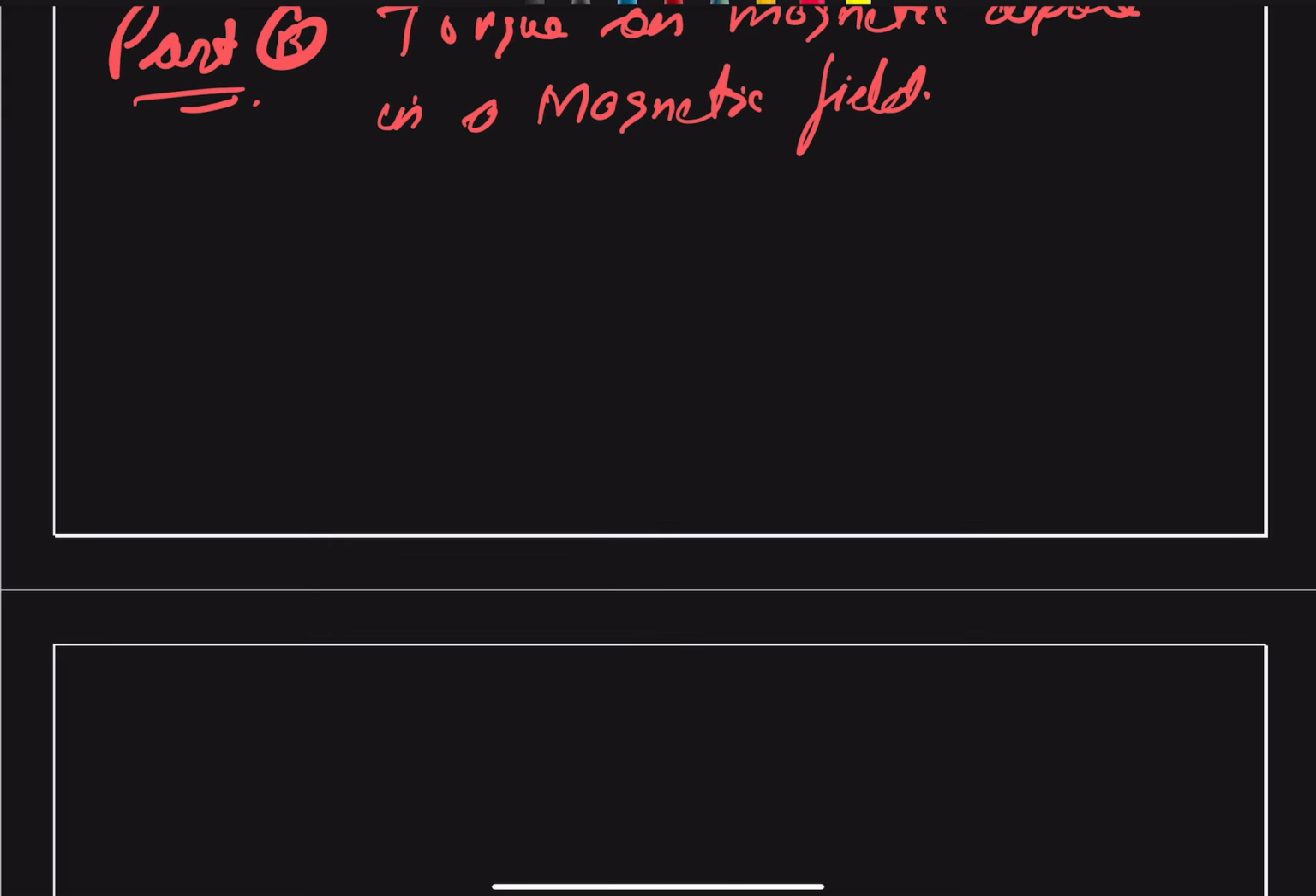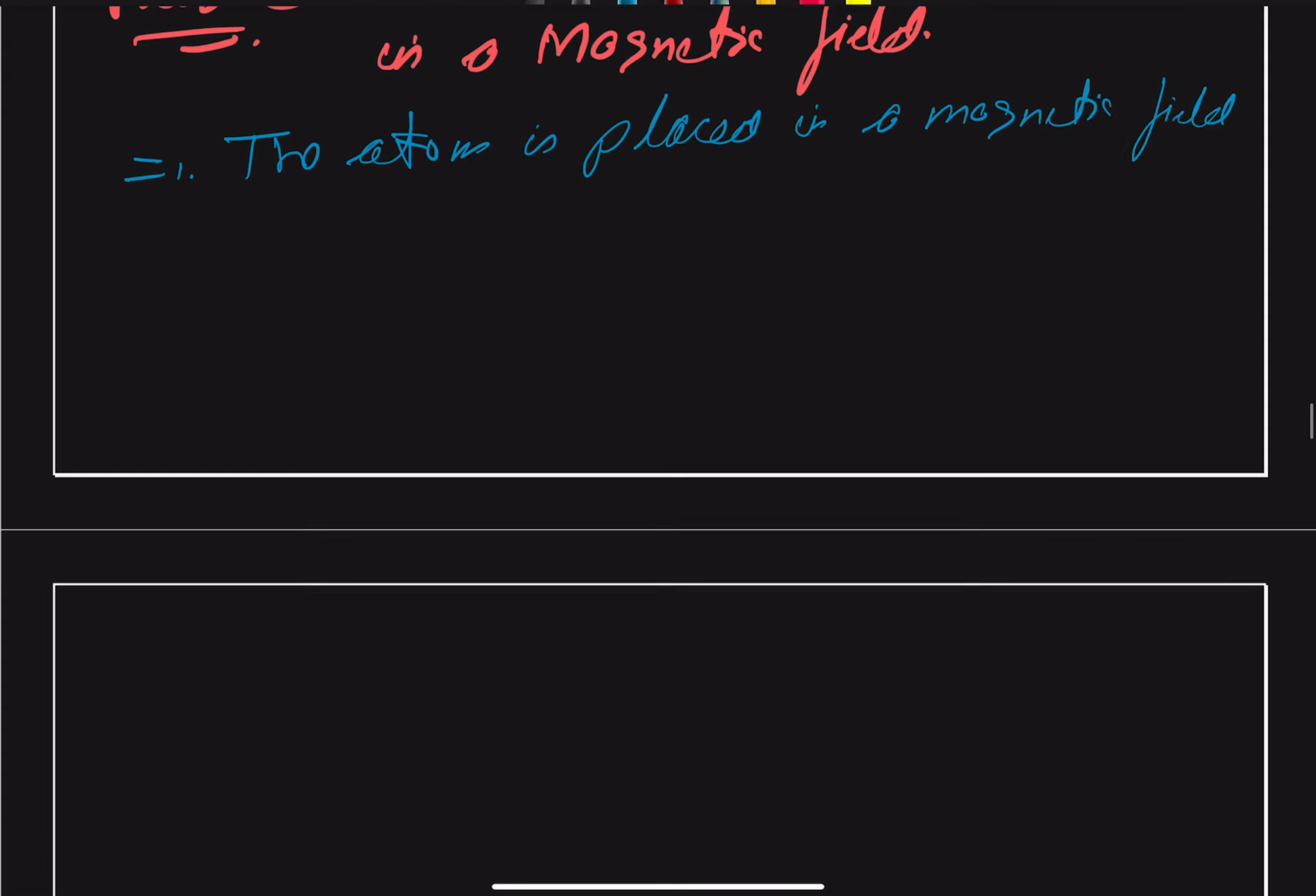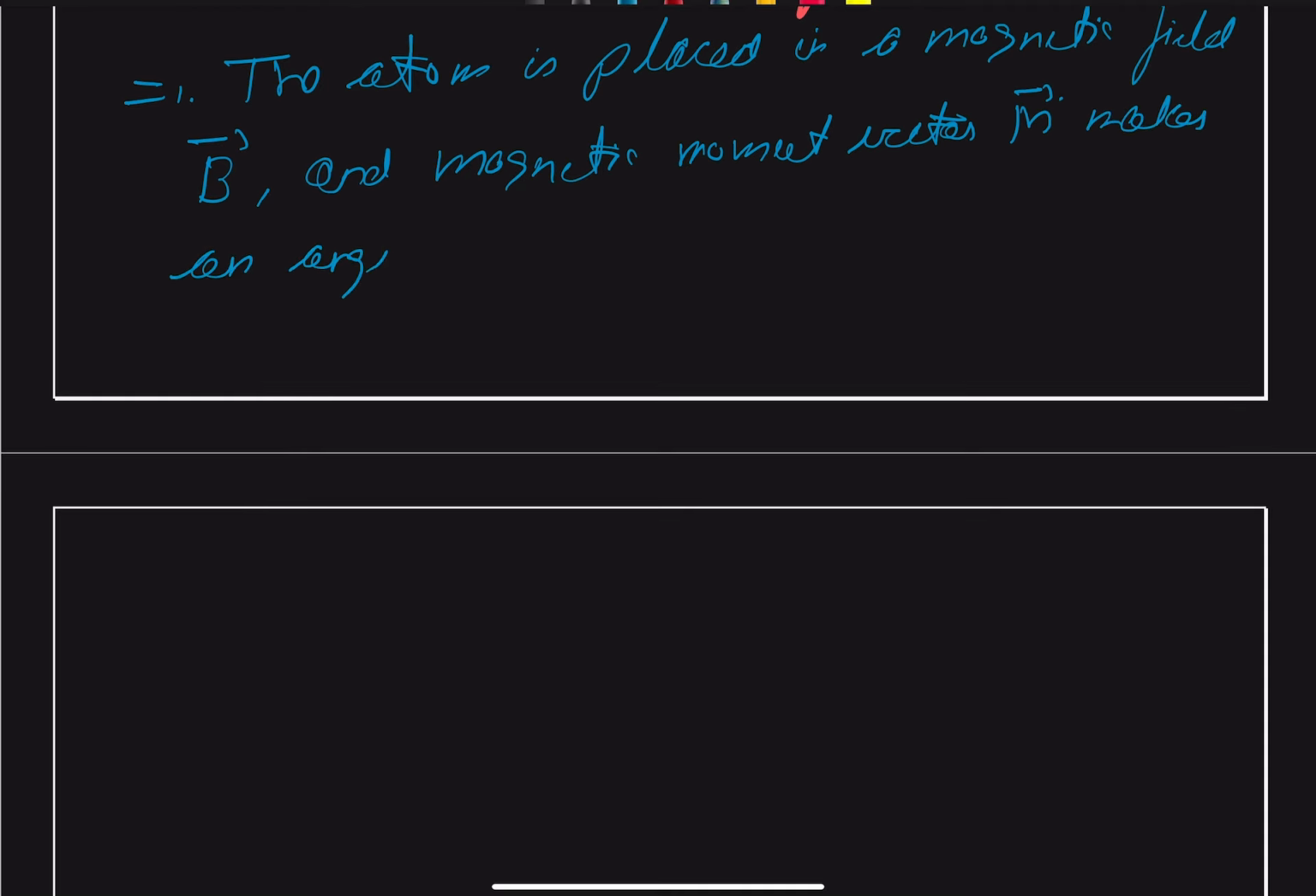So we are given that the atom is placed in a magnetic field B, and the magnetic moment vector, which is our capital M, makes an angle of 30 degree with the magnetic field B.